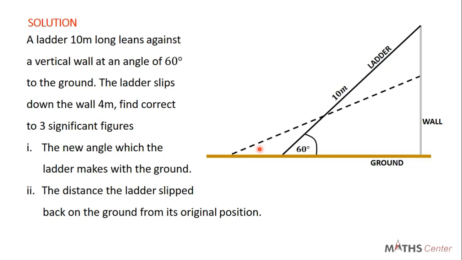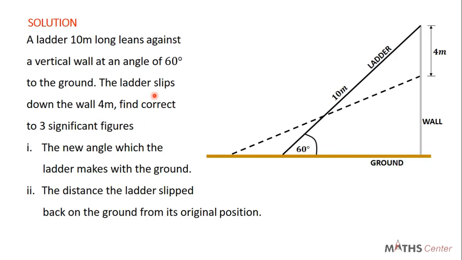Now this is what we mean. The ladder from here slips to this point, and the question says that it slips by 4 meters. So it slips down the wall by 4 meters. So from here it slips 4 meters down. And as I said, if the original foot of the ladder was here, because it slipped, the foot will also go back to a certain point here. We don't know what it is.